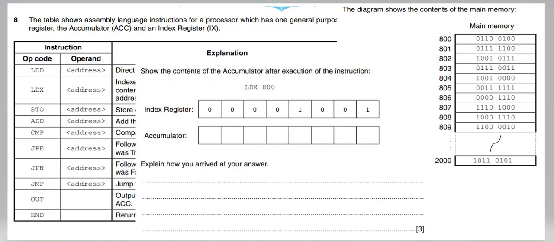Okay, so here's the next question. Pause the video. Give it a go. Okay. Uh-oh, I've covered this table. Never mind. Life goes on. So first thing we should know is that is LDX, not LDD. So what does LDX mean? It means go to address 800.